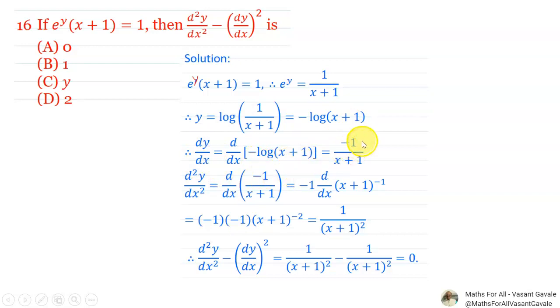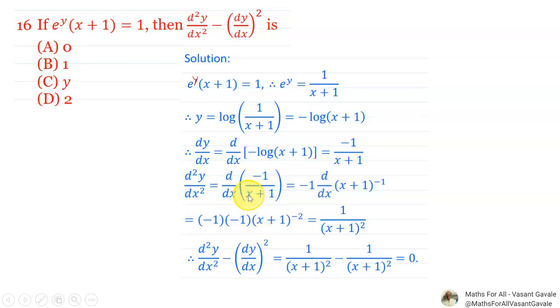त्याचा डेरिव्हेटिव्ह किती? That is a minus. इथे मायनस साइन आहे म्हणून minus 1 upon x plus 1 into derivative of x plus 1, which is 1. Overall, then you will get here dy by dx is equal to minus 1 upon x plus 1. Now next, d2y by dx square, that is d by dx of minus 1 upon x plus 1.